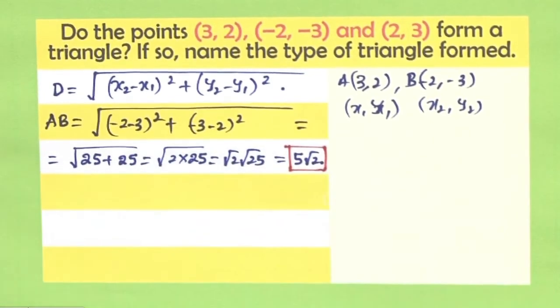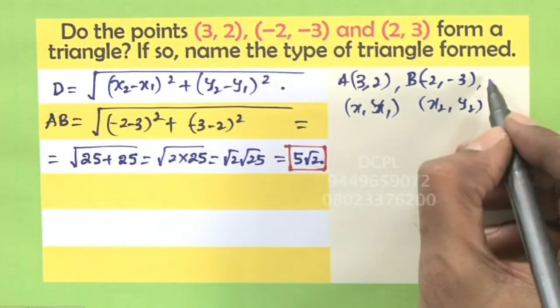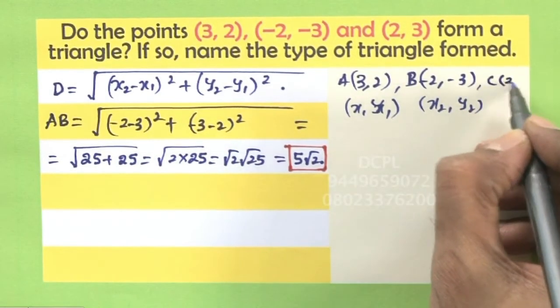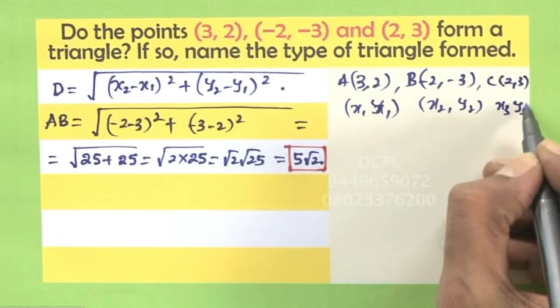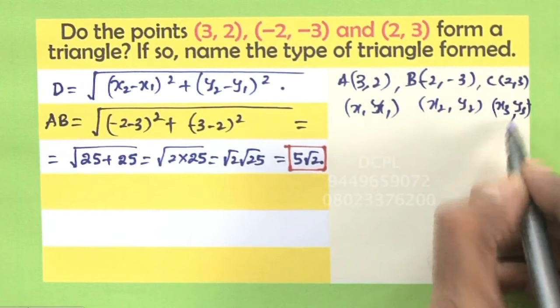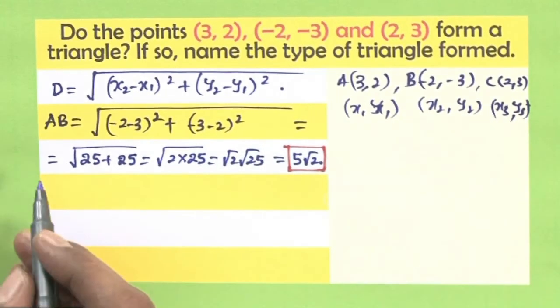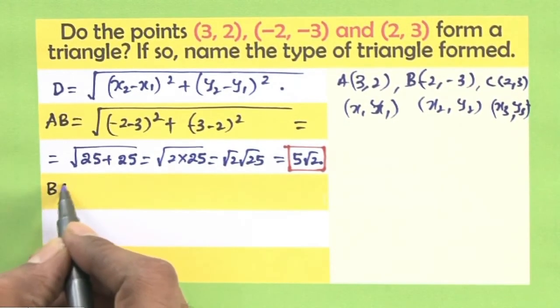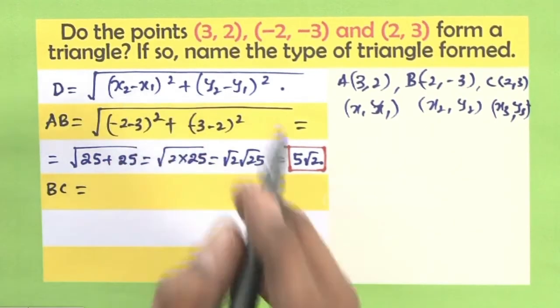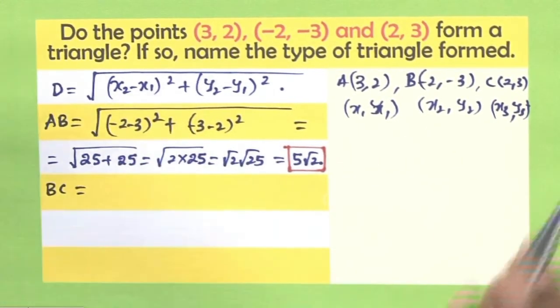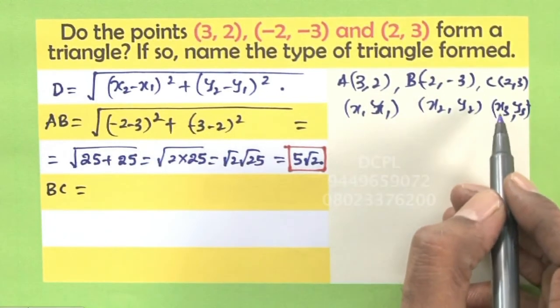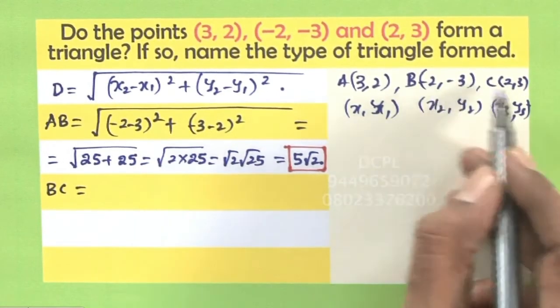Keep as it is. Now, let us consider BC. What is C? 2, 3. Call this as x3, y3. Now, find out BC. The method is the same. Instead of x2, y2, we will write x3, y3. Instead of x1, y1, we will write x2, y2. That's all. So don't worry about the formula again. Just the difference of x you have to find out.